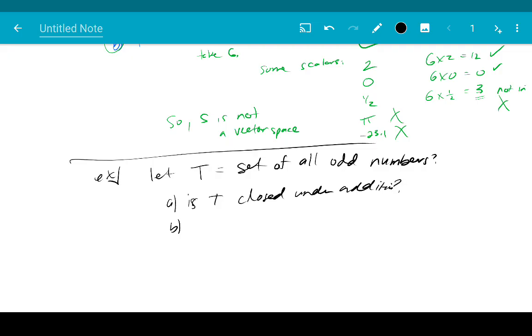So we don't have to write so much. And then the second one is T closed, we'll just use CL for closed, under scalar multiplication, so I don't have to write it all out. All right, so again, we're asked the same two questions.